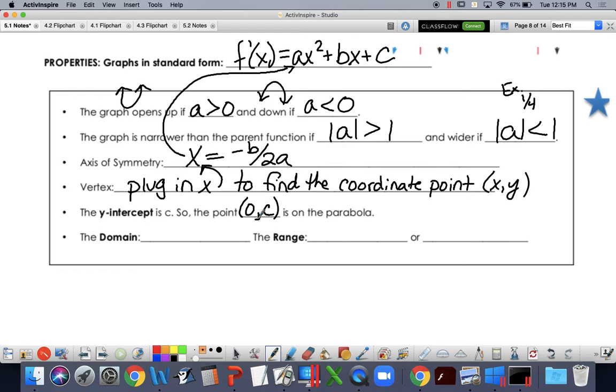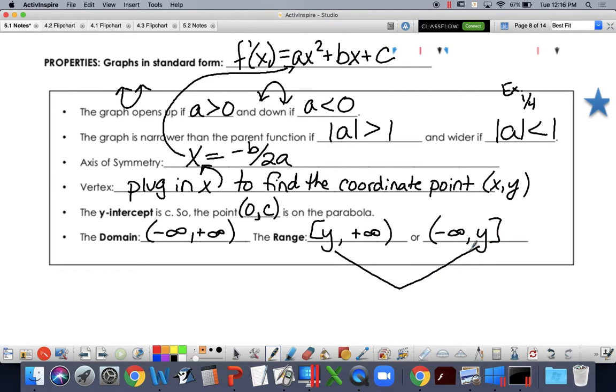And then our domain and range. Anybody want to tell me what the domain of a parabola is? What can I plug in for x? Anything. So your domain is always going to be negative to positive infinity, just like our absolute value functions. Now the range, that's different. It doesn't go as low or as high on the y-axis. It depends. So your range is either going to be your y value from your vertex up to positive infinity, or from negative infinity up to the y value of your vertex. And I'll write that.